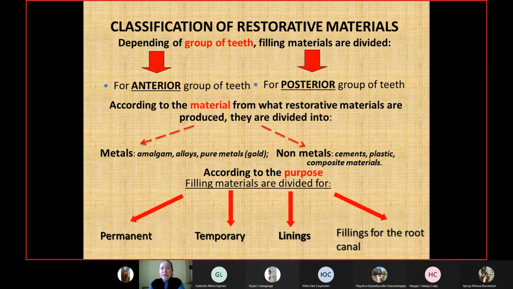Nowadays, we have several classifications of restorative materials, and they are as follows. First of all, according to the group of teeth: for the anterior and for the posterior group of teeth. According to the material from which they are produced, they are divided into metals and non-metals. Metals are amalgam, alloys, pure metals, and non-metals are cements, resin, composite materials. According to the purpose, restorative materials are divided into permanent restorations, temporary fillings, linings, and fillings for the root canal.